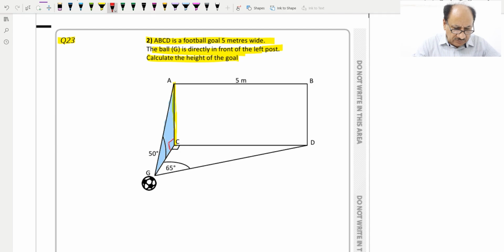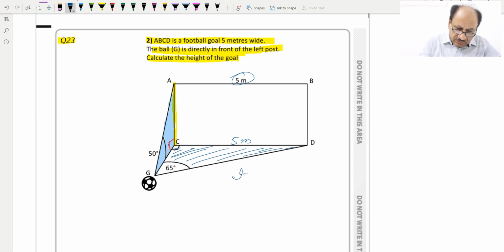We don't have AC, which we need to find, and AG and CG are also not available. So we will consider the other triangle. Which triangle will we consider? We will consider GCD, for which we have some information: this side CD is 5 meters, and we have the angle also, so we will use this.